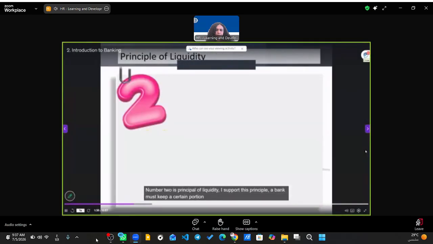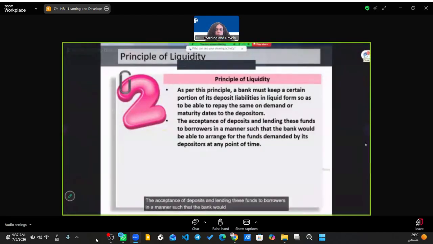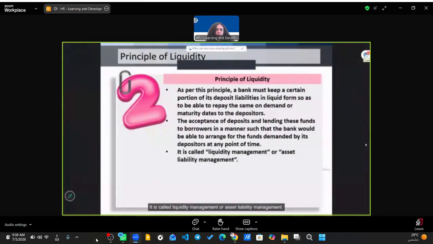Number 2 is principle of liquidity. As per this principle, a bank must keep a certain portion of its deposit liabilities in liquid form so as to be able to repay the same on demand or maturity dates to the depositors. The acceptance of deposits and lending these funds to borrowers in a manner such that the bank would be able to arrange for the funds demanded by its depositors at any point of time. It is called liquidity management or asset liability management.